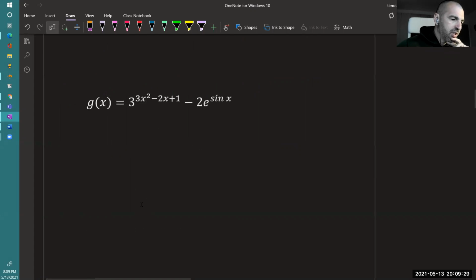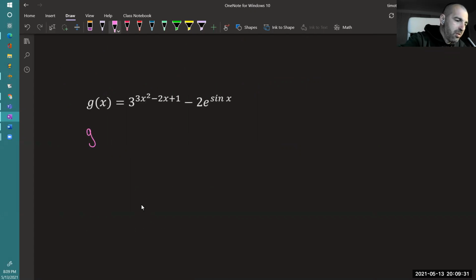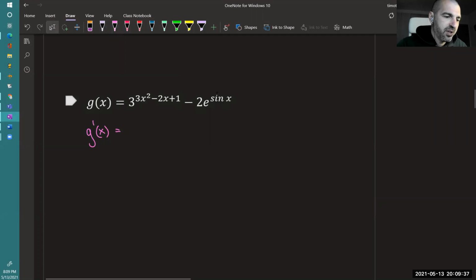Oh, look at this guy. G. All right, so this is g prime of x, the derivative of this thing. Okay, so let's take a quick look at this. I've got 3 to the, actually, it looks like an entire quadratic function here. So I've got 3 to the quadratic something minus 2e to the sine x. So I'm going to have 2 exponent rules here, okay? And we're going to notice the difference.